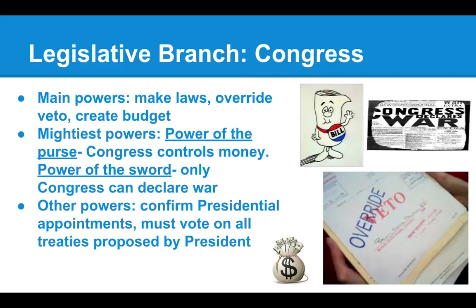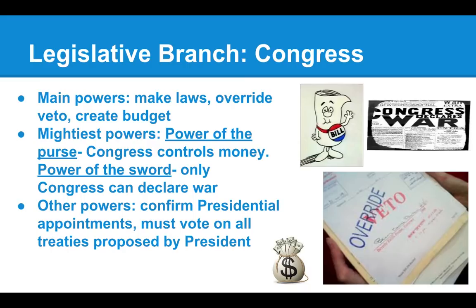So the legislative branch is made up of Congress. If you saw that on the little chart, you can also look on the wall, right? It's made up of Congress, and their main powers are that they make the laws. That's pretty important, right? They can also override a veto. So when they make a law, it goes to the president's desk, and he, or one day she, has to sign it into law. And if he doesn't want to do that, he can veto the law and send it back to Congress, but they could override that veto if they have enough votes.